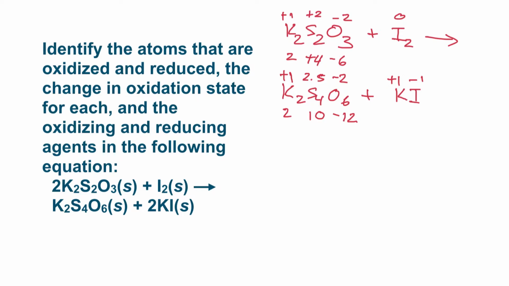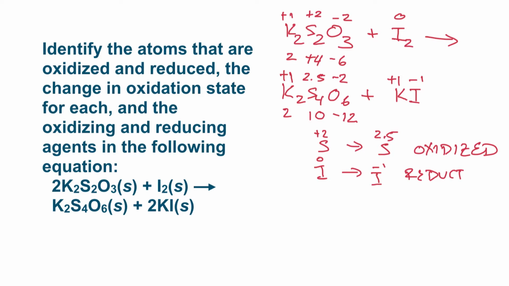So now let's look at who changed, right? The sulfur changed because sulfur went from +2 to a fraction, which is strange, but still possible and allowed. And since it went up in oxidation number, this is getting oxidized. Remember, oxidation is a loss of electrons, so the oxidation number tends to go up. Now, if you look at the iodine, it started out at 0 and then went down to -1. That means that this got reduced. Remember, reduction is a gain of electrons.